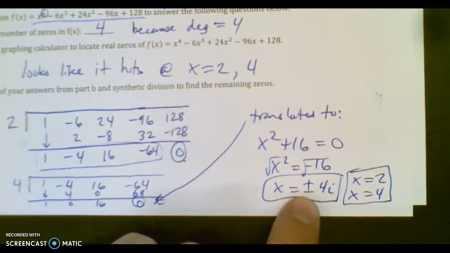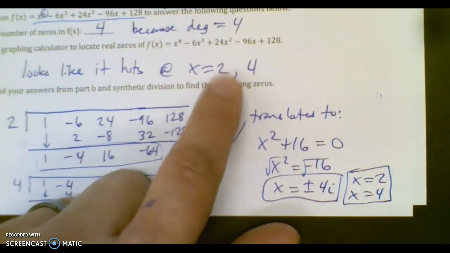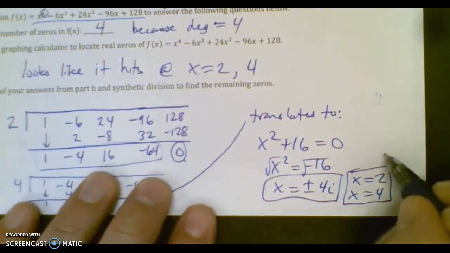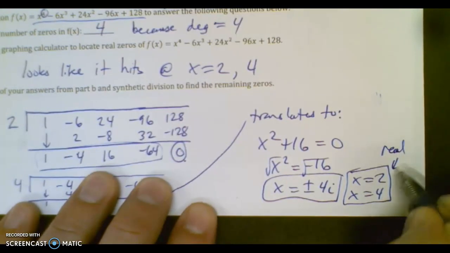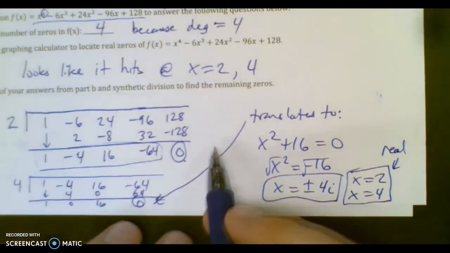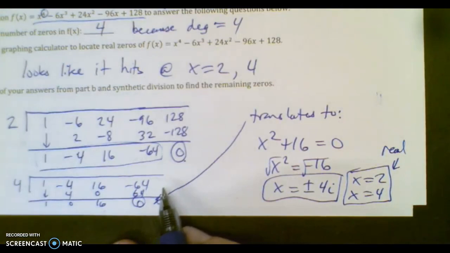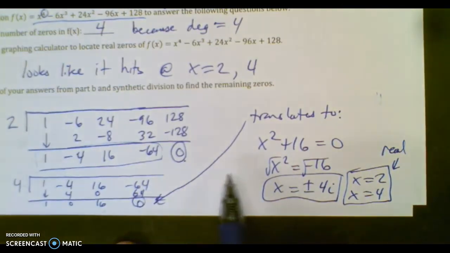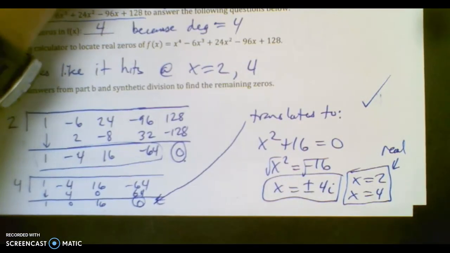I also had my 2 real answers from before. So I got 2 real from the graph, and I got 2 imaginary from me solving it once I had taken out all the real answers. So a total of 2 real, 2 imaginary. I got the 4 answers I was looking for, so I know I'm done. Alright, that's it. Study up.